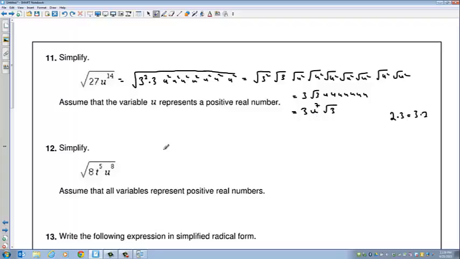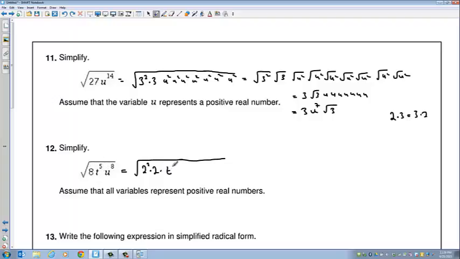Okay, let's move on to the next one. So here I have the square root of 8 times t to the 5th times u to the 8th. So now we're mixing multiple letters, multiple variables. And so, don't be afraid. You just basically do the same thing. So it's the square root, and 8 is 4 times 2, so that's 2 squared times 2. So again, the whole game is to try to write things in terms of squares because it's a square root. And then you can pull out whatever's inside there.